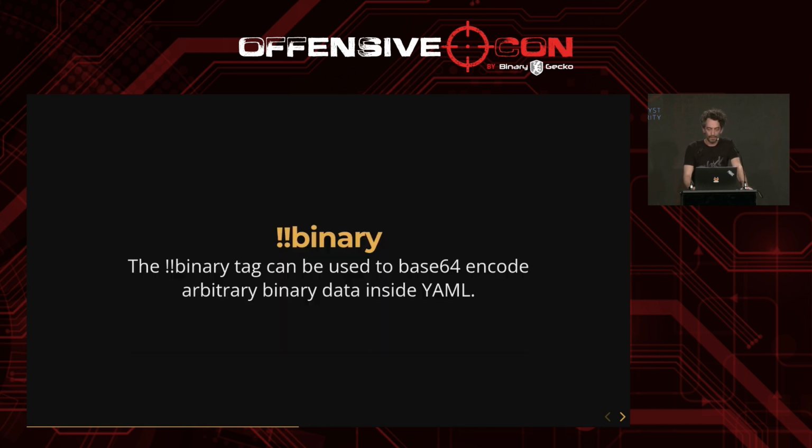And now we saw this exclamation mark binary. This is called a tag in YAML, and it can be used to base64 encode arbitrary data inside YAML, which is a great idea. You can put it in values. You can store, I don't know, a movie or a GIF in YAML with base64 encoding.